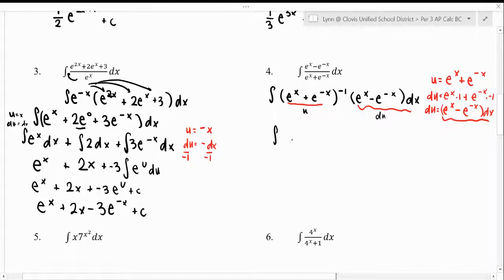So then I would have the integral of u to the negative 1 du. And then I know that integral is the natural log of the absolute value of u plus c. So that's from the last objective. And then go ahead and replace that u back in terms of x. So e to the x plus e to the negative x plus c.